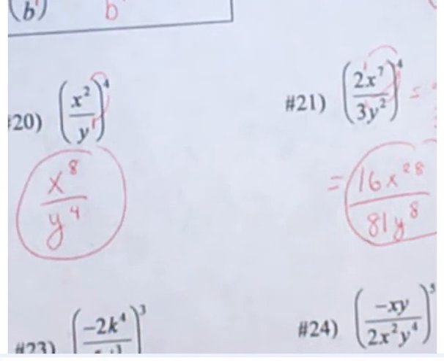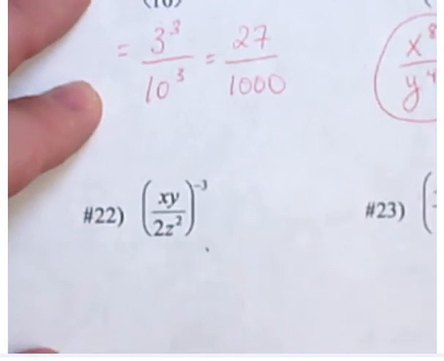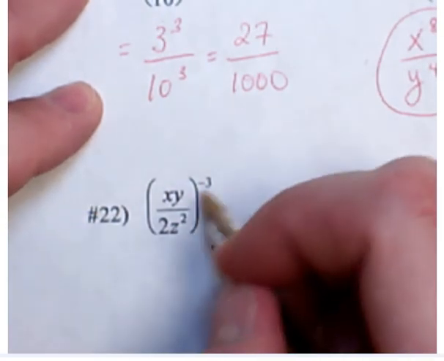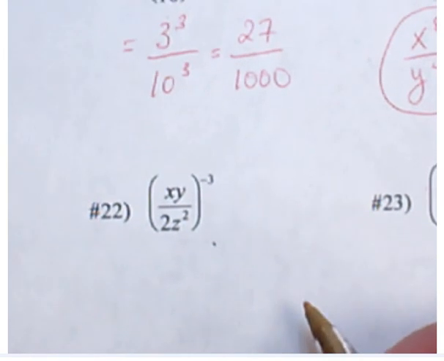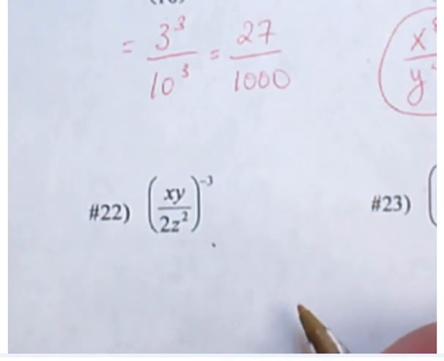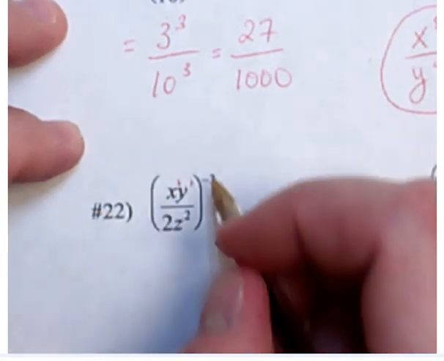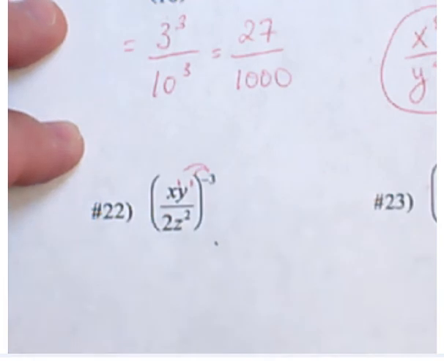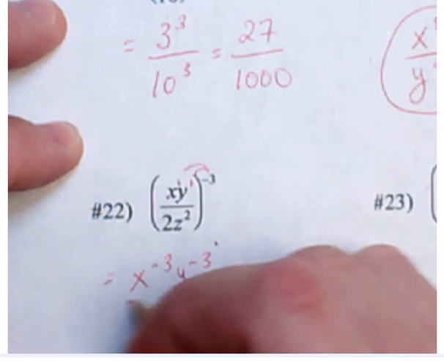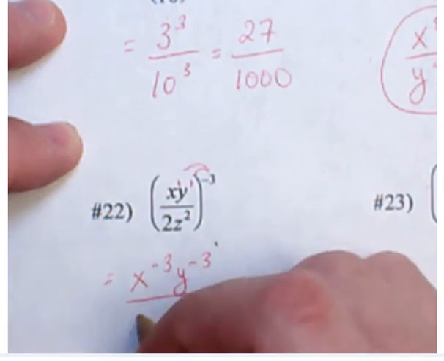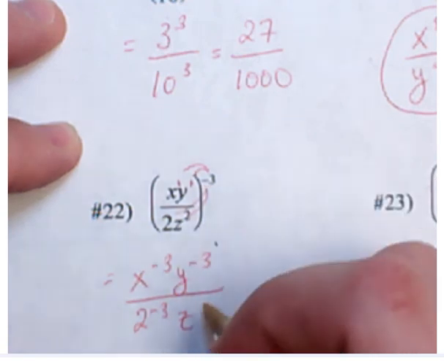And then the last one we'll do here, let's take a look at 22. This whole thing is raised to the -3. Now you know that with a negative exponent at the end, we're probably going to have to flip these things. But let's do this. We're going to distribute the exponent -3. So we get x to the -3, y to the -3, over 2 to the -3, and then z, you got to multiply, that's z to the -6.